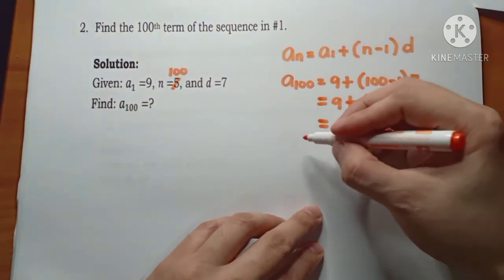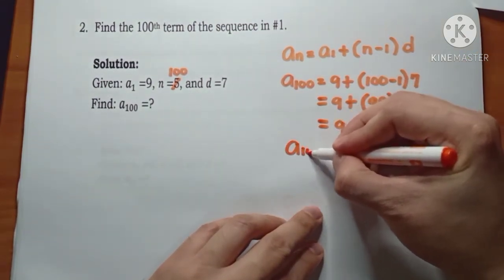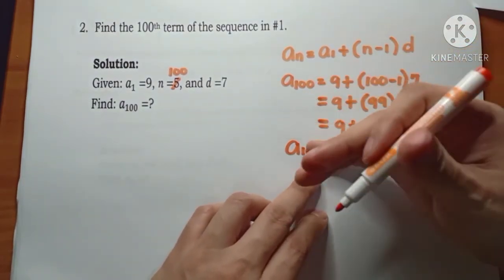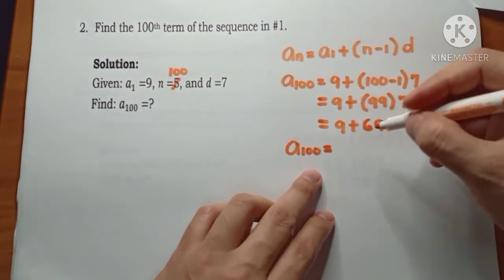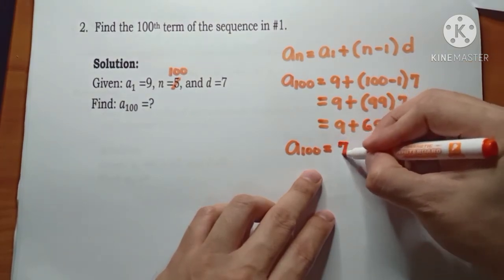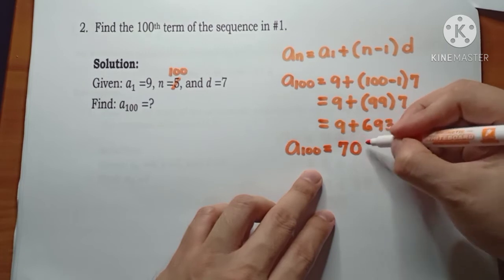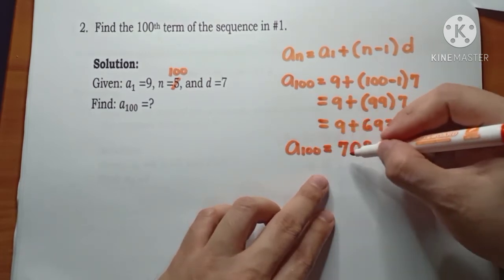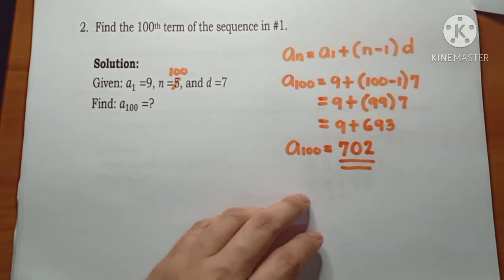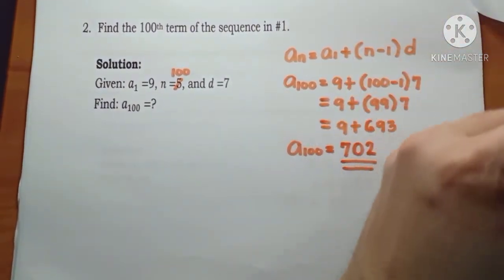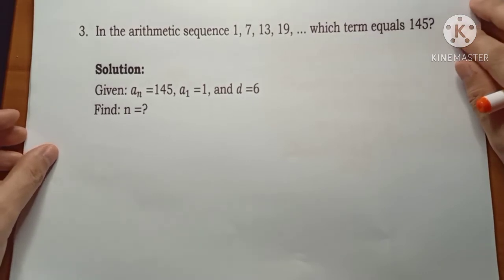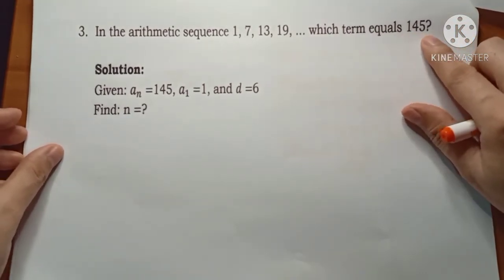And then, add. So, therefore, ang ating 100 term, or the 100th term, paano ba natin sabihin to? Pang 100 na term ay 702. So, 702. So, yan ang ating pang 100 term. Okay? So, now, let's proceed to example number 3. In the arithmetic sequence 1, 7, 13, and 19, which term equals 145?